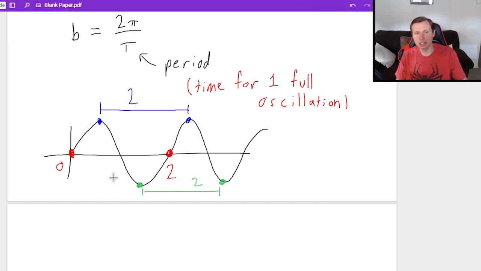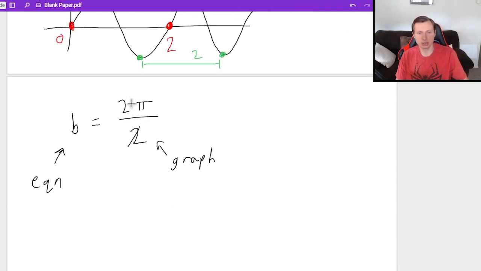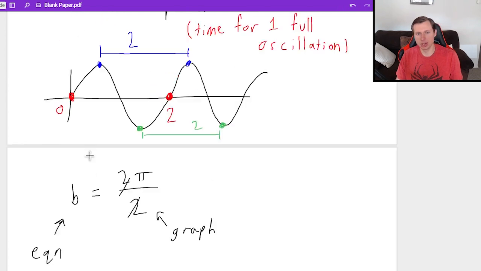And so what that means is if I want to find B, which B actually goes in the equation, but we can see period on the graph. So basically B, that goes in the equation, and the T, which we just said was 2, that comes from the graph. And then the 2's cancel, and you'll get B equals pi. So that's what would go in that equation, the sine equation for the B. You'd put a pi there. So then that's it for B.